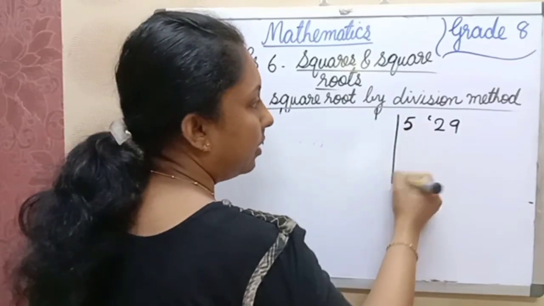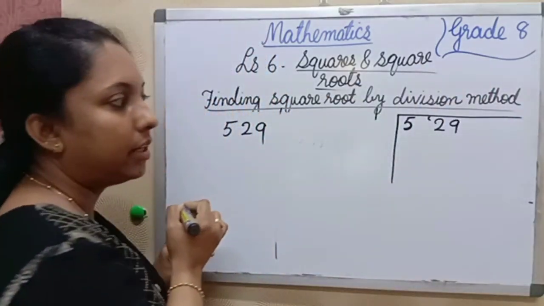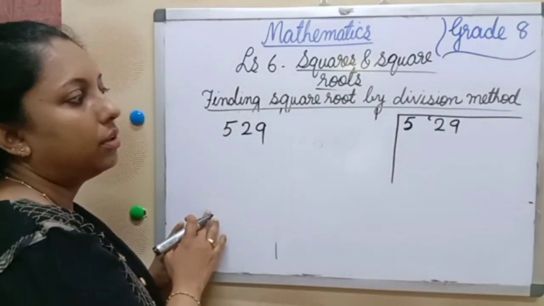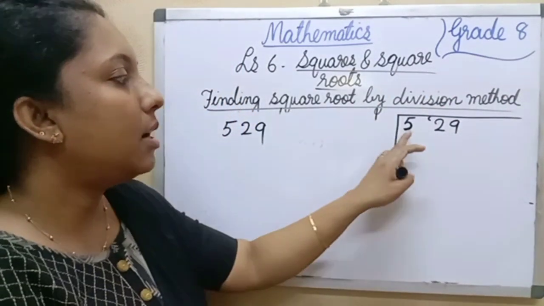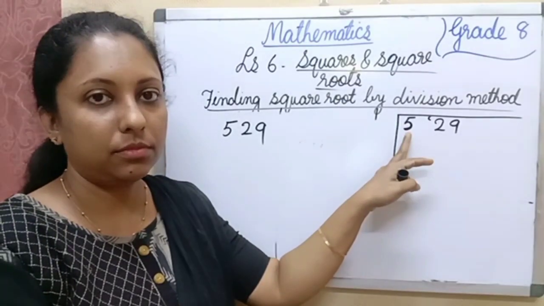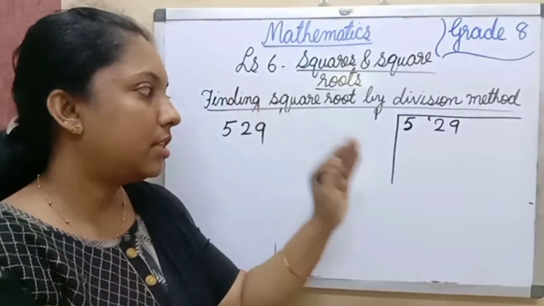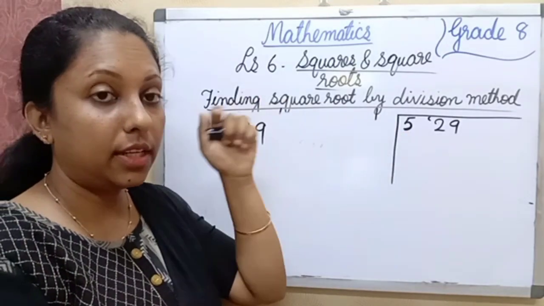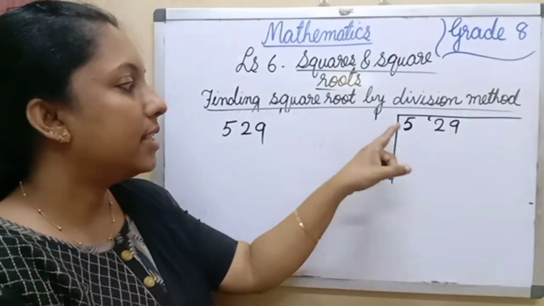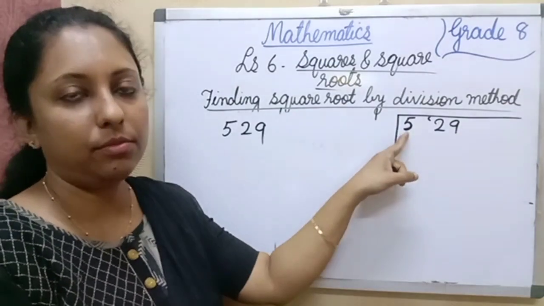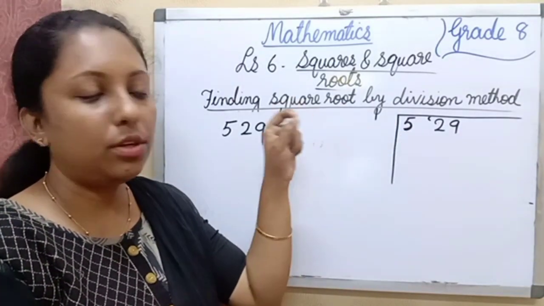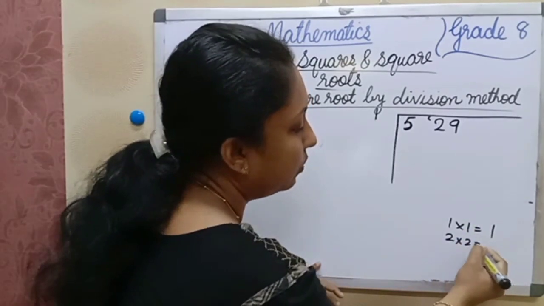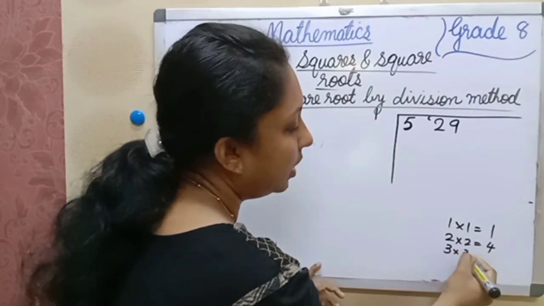Same like the division we do, you can draw the lines. Then the first number is 5. Then you should check the greatest square number less than or equal to 5. First one is 1 into 1, 1. 2 into 2, 4. Then 3 into 3 is 9.